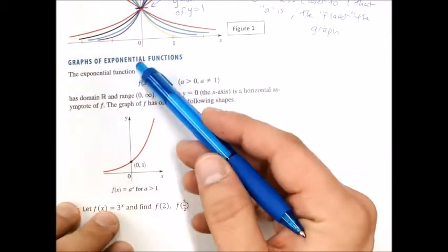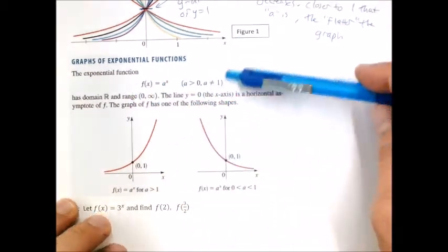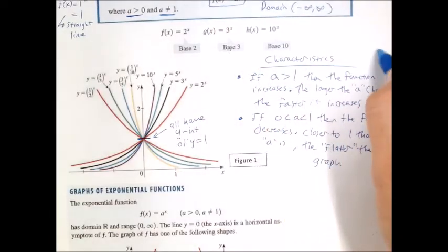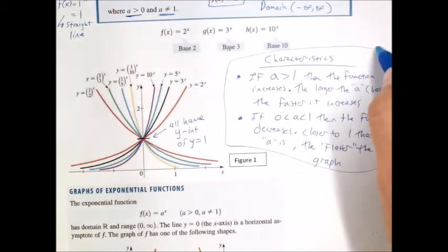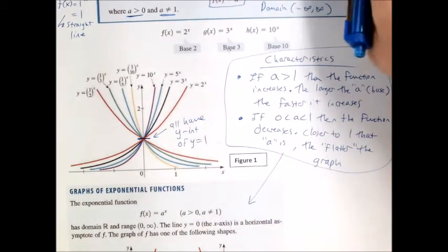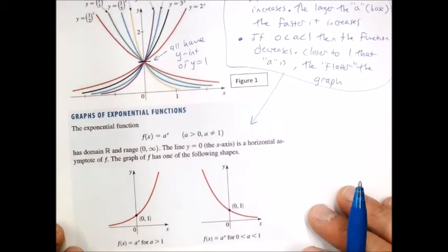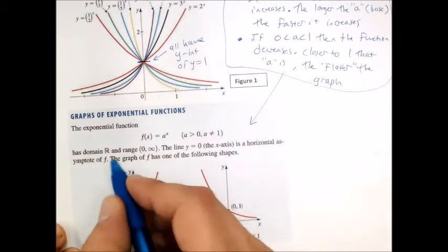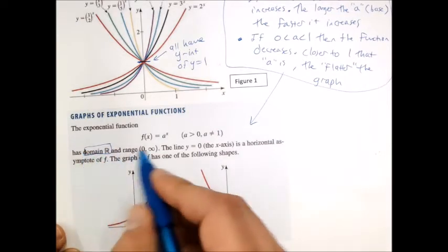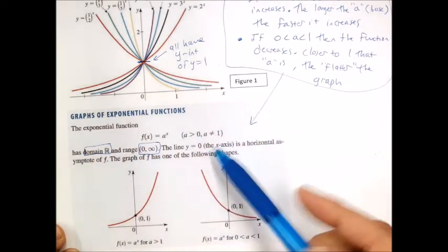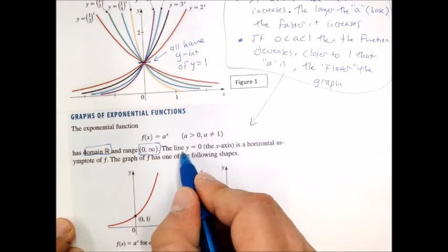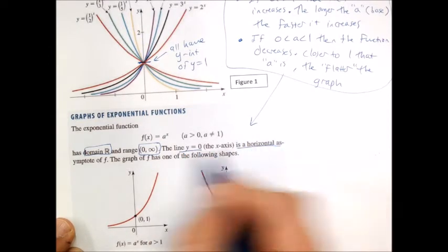So this is sort of pictorially representing what we just said. A lot of the stuff that we just said right here is being shown down here. It's telling us, first of all, something we already said: the domain is all real numbers and the range is 0 to infinity. See how it starts at 0 and goes to infinity? Another important thing is that the line y equals 0 is a horizontal asymptote.